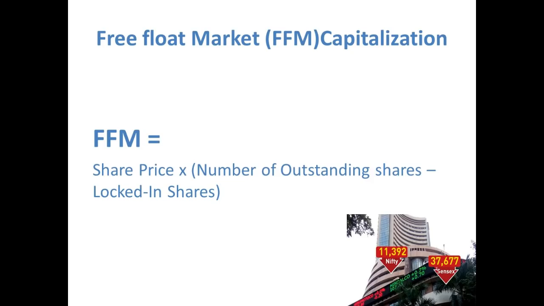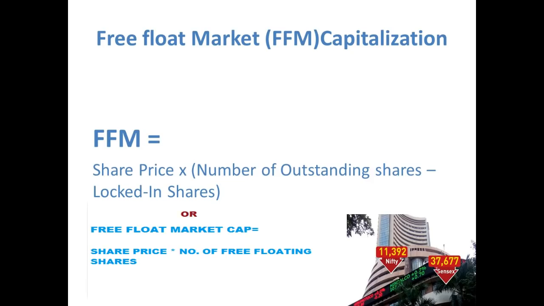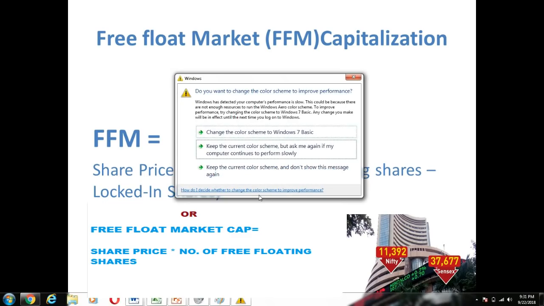Now, as we know, the total number of shares of the company is not taken into consideration; the locked-in shares are subtracted. Shares held by the government, shares held by the directors of the company, private placement, and all those things are not taken into consideration for the calculation of the free float market capitalization. So it is basically the share price multiplied by the number of outstanding shares minus the locked-in shares. As I just said, locked-in shares are nothing but the shares held by the government or directors of the company, which are not readily available for trading in the market.